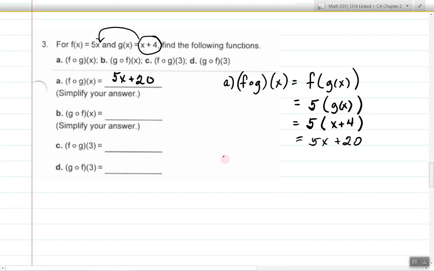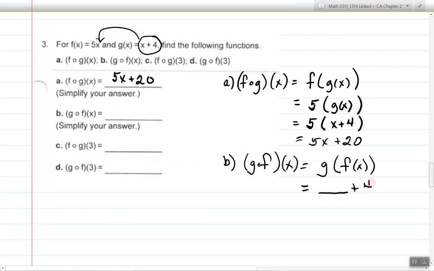If I reverse it, and I'm supposed to find g composed with f of x, that means that it is g of f of x. The g function is something plus 4. What? Well, I'm supposed to put f of x in there. But what is f of x? It is 5x plus 4. I can't combine like terms, so that's it.